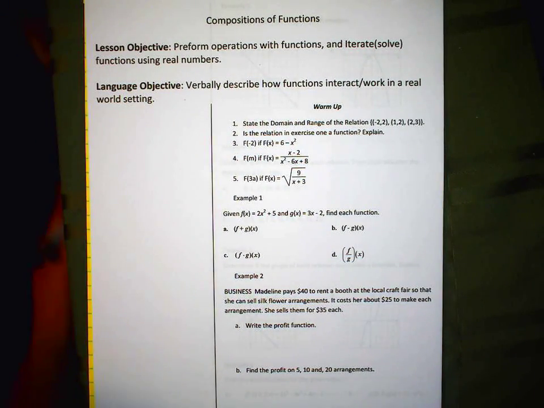Verbally, I still need you to describe a function, but this time I wanted you to describe it as it interacts or works in a real-world setting. Be ready in case I question you on that. Alright, your warm-ups, 1 for Monday, 2 for Tuesday, so on and so forth. Remember that, please.